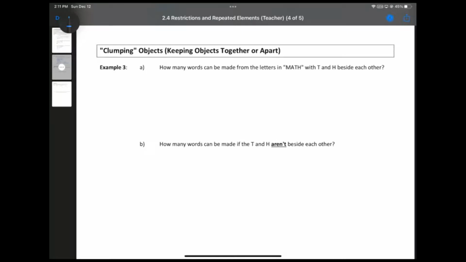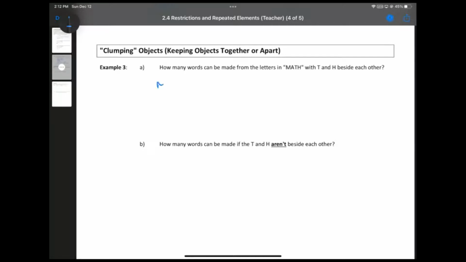Okay, so for example 3 part A, we have: how many words can be made from the letters in MATH where the T and the H are beside each other? The easiest way to do this is to not think of T and H as separate letters, but to think of them as one thing. Think of this as a 3-letter word: M, A, and TH, TH being one of the letters. So there's essentially 3 clumps in this question. There's a clump that's just M, a clump that's A, and a clump that's TH.